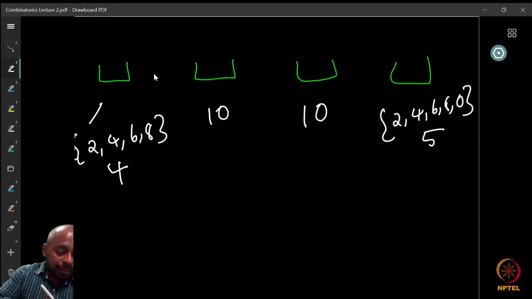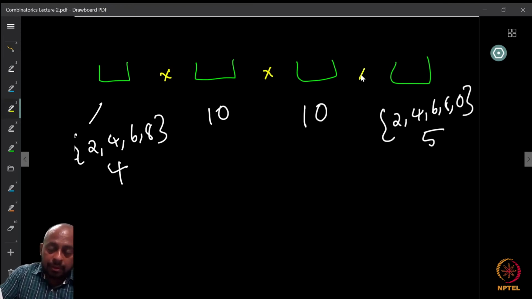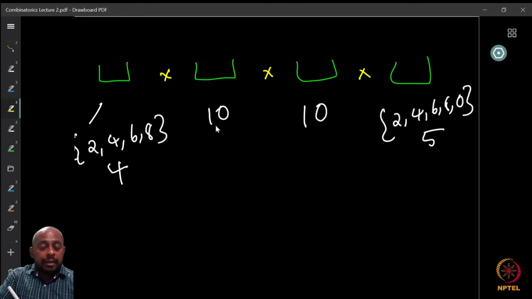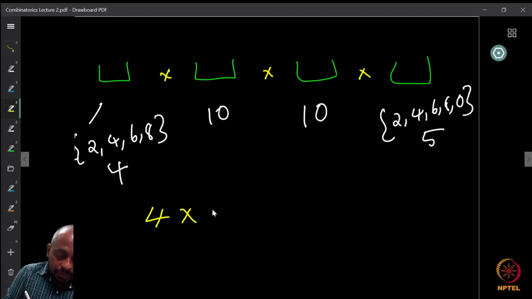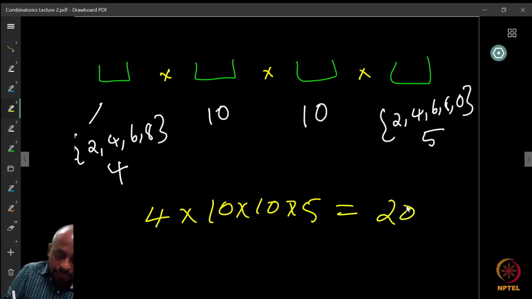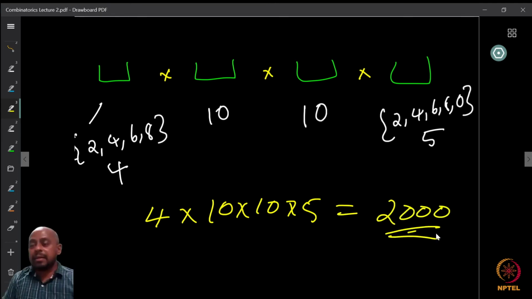But now these can be independent, right? No matter what I choose at the first place, I can choose any of the 10 digits in the second place. So I have 4 choices here, and independently I have 10 choices here. So 4 into 10. Similarly, another independent 10 choices here. I have another into 10 and into 5. So therefore I have total number of choices is 4 into 10 into 10 into 5, which is equal to 2000, right? So we have exactly 2000 numbers with this property. Okay.